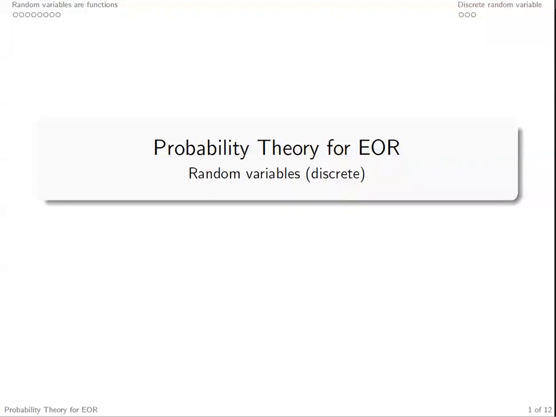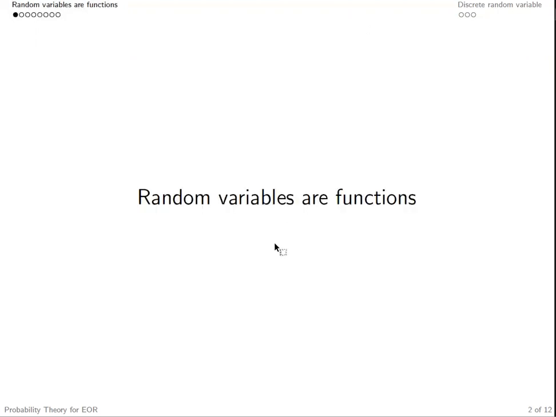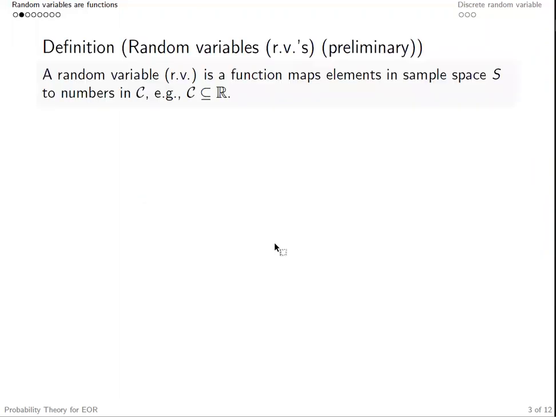This video talks about random variables, and it also discusses a special type of random variables, discrete random variables. So what are random variables? In short, they are functions. A random variable RV is a function that maps elements in the sample space S to numbers in a set C.